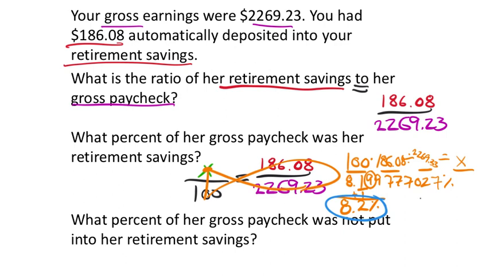So, as usual, you would start with 100% of your gross. And we can just look at the percentages. So this is gross right there. And then we have to take away whatever was put into retirement, minus the 8.2%. And this will tell us how much was left, or not put into the retirement savings. So yep, that's going to be 91.8%.